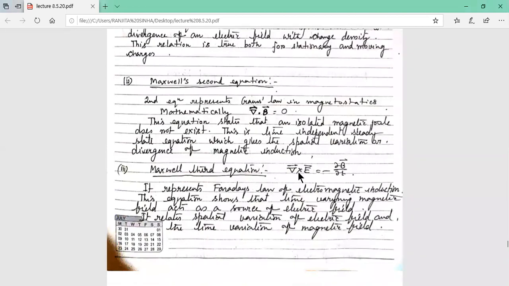This equation shows that the time varying magnetic field acts as a source of electric field, or relates the spatial variation of electric field. You can see this is the space part: the curl of E, built from the gradient operator, gives the spatial variation of electric field, and the other side is the time variation of magnetic field. If asked to write and explain Maxwell's third equation, you can say it gives the spatial variation of electric field with the time variation of magnetic field, or that the time variation of magnetic field acts as a source of electric field. This is the Maxwell third equation.